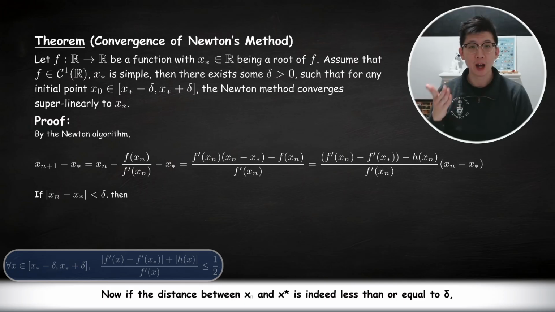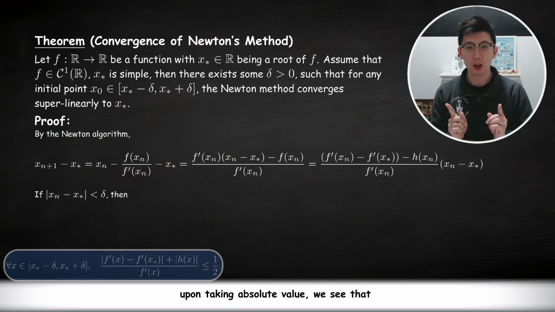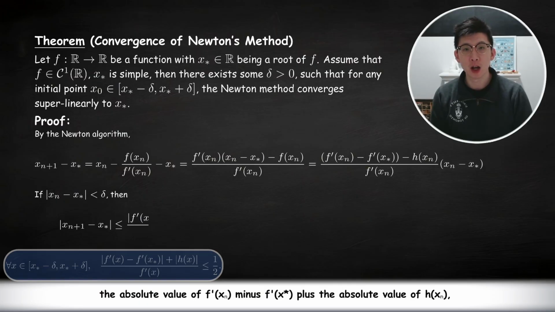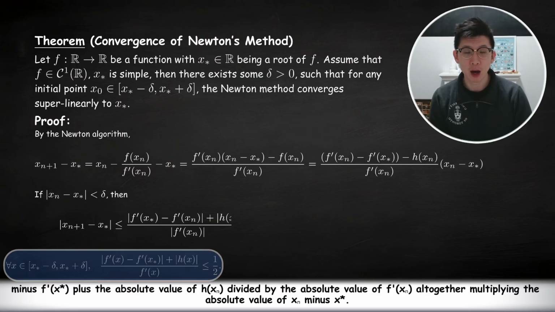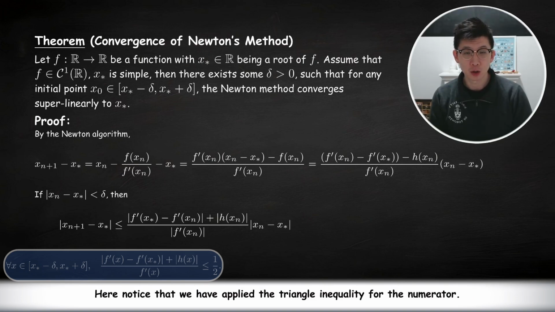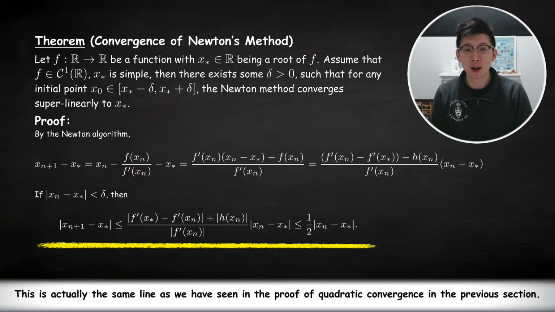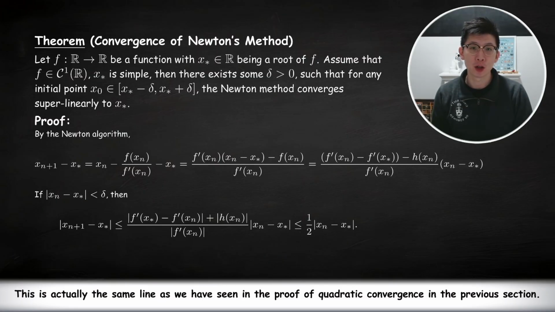Now, if the distance between x(n) and x star is indeed less than or equal to delta, upon taking absolute value, we see that the absolute value of x(n plus 1) minus x star is less than or equal to (the absolute value of f prime (x(n)) minus f prime (x star) plus the absolute value of h(x(n))) divided by the absolute value of f prime (x(n)), altogether multiplying the absolute value of x(n) minus x star. Here, notice that we have applied the triangle inequality for the numerator. Now, since x(n) is in the delta neighborhood of x star, the estimate we have achieved previously is valid here, so this whole quotient is less than or equal to 1/2. This is actually the same line as we have seen in the proof of quadratic convergence in the previous section.